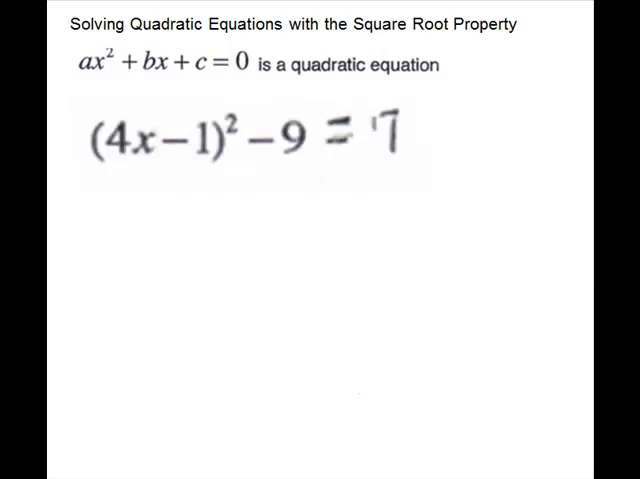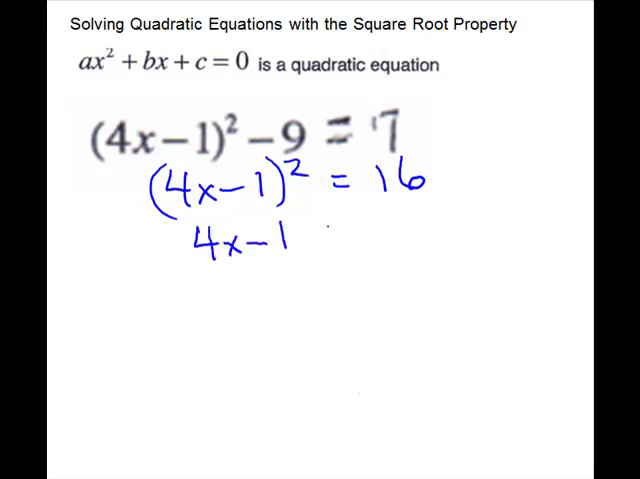We have one more problem to look at. We do have something squared. We have a constant over here. So let's move this 9. We'll add a 9 to both sides. That will leave us 4x minus 1 squared equals 9 plus 7, which is 16. We will take the square root of both sides to leave 4x minus 1 equals plus or minus the square root of 16. 16 is a perfect square. It is 4. So we have 4x minus 1 equals plus or minus 4.